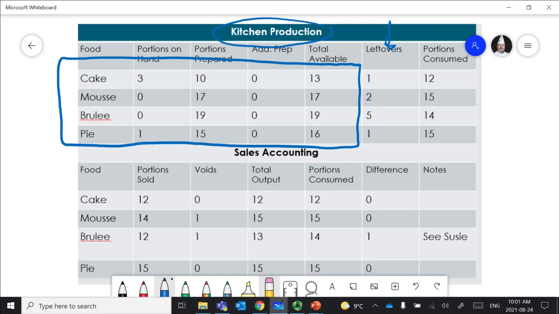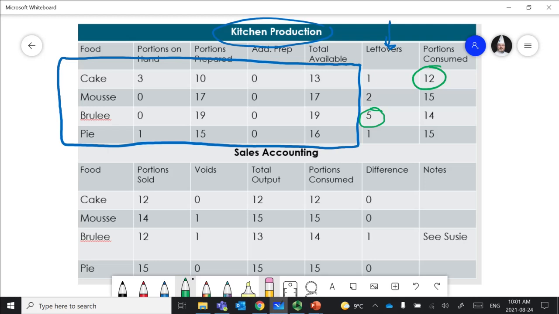So then we can calculate how many portions we actually sent out or left the kitchen. So we had 12 cakes leave the kitchen, 15 mousses, 14 brulees, and 5 pies. Now, I might want to make note of this 5 extra brulees and see if maybe we didn't forecast properly.